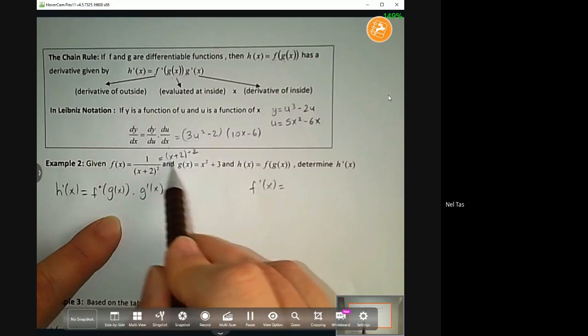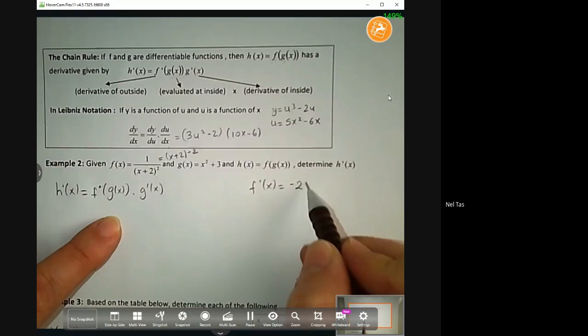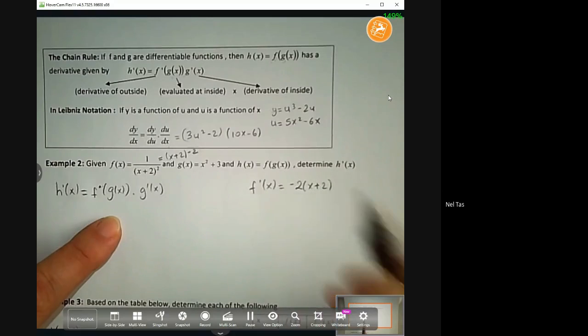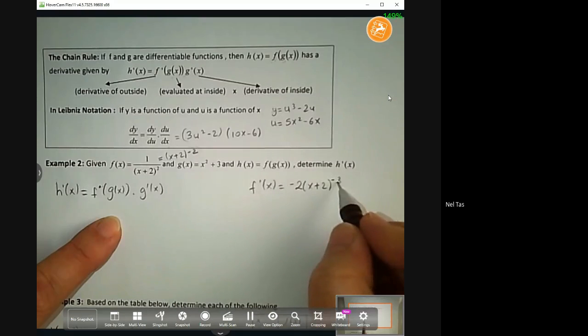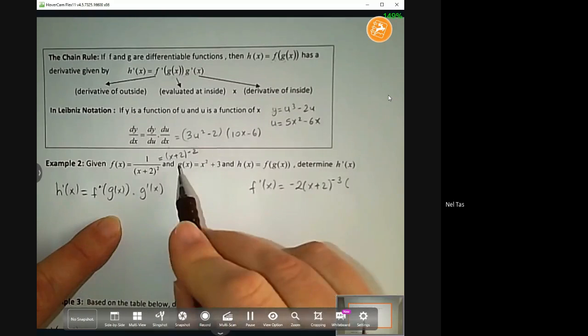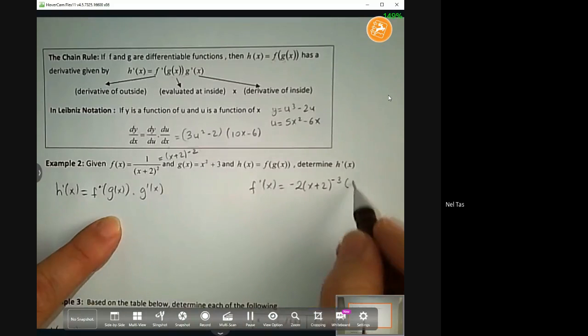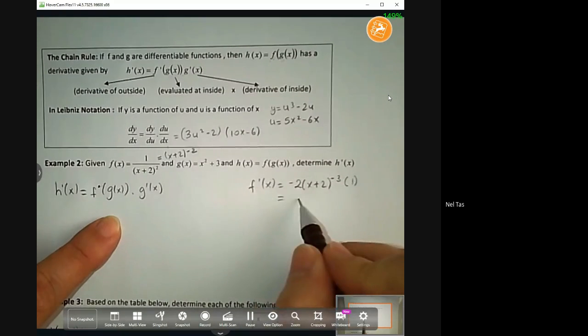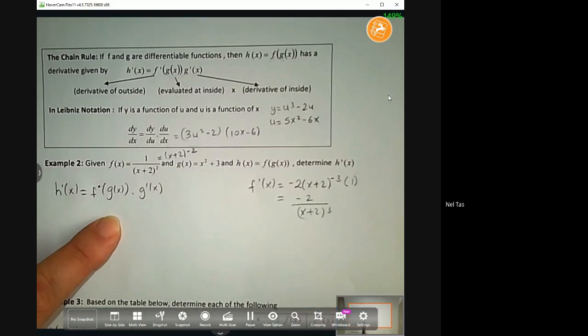So now let's take the derivative of this. So drop the exponent in front. X plus 2, keep the bracket as it is. Decrease the exponent by 1. So negative 2 minus 1 gives you a negative 3. And multiply it by the derivative of inside, which is 1. So this gives you negative 2 over x plus 2 cubed.